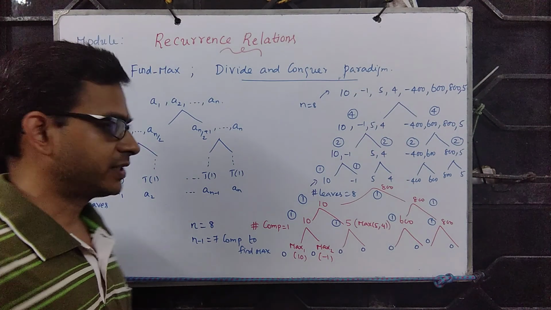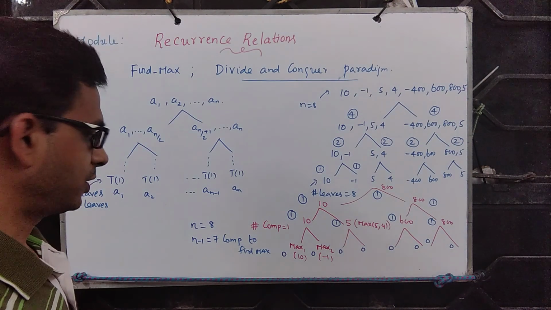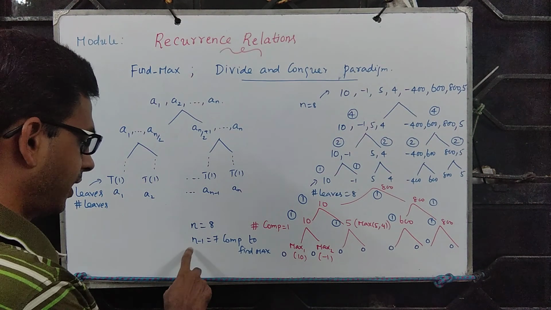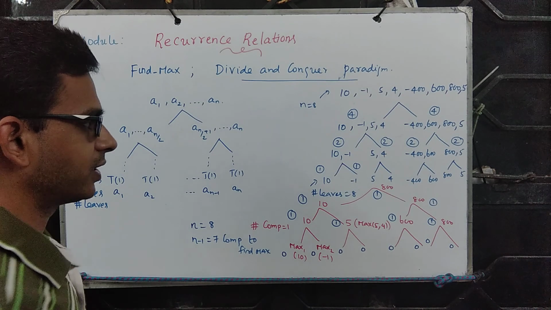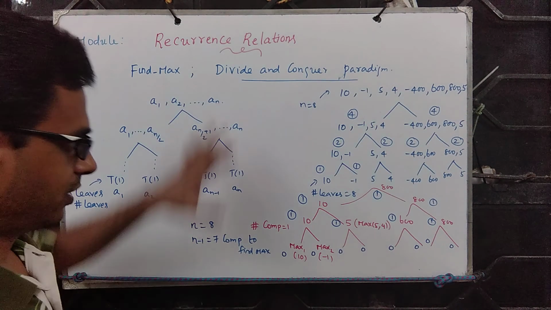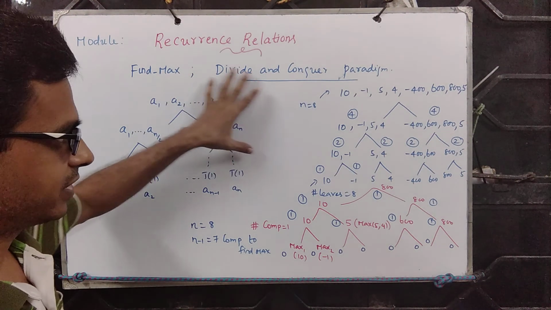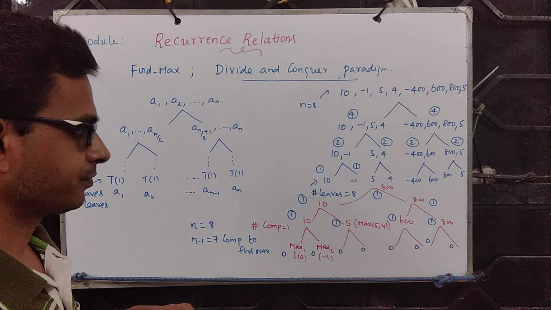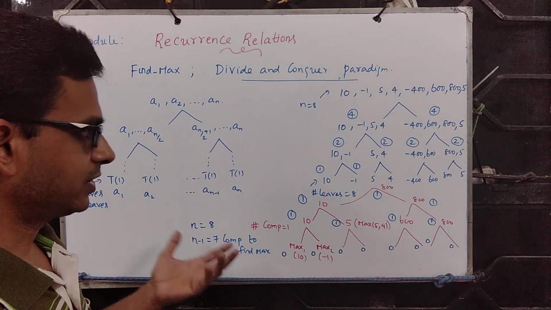Now the interesting question is: is this true in general? You are given an n-sized array, and are we incurring n-1 comparisons following this divide and conquer strategy to output the maximum? Which we shall analyze now.